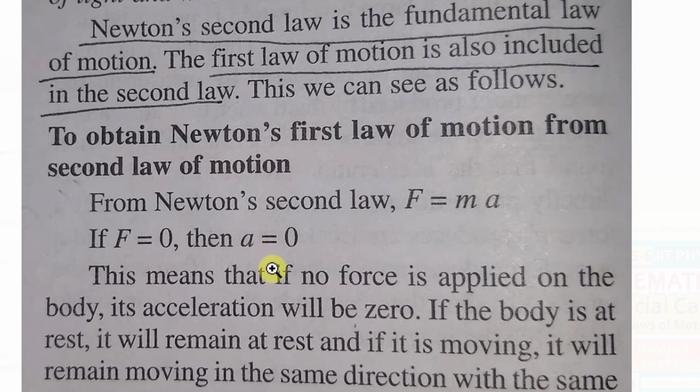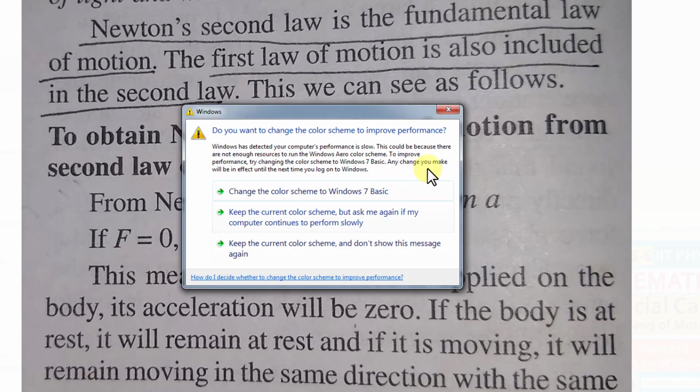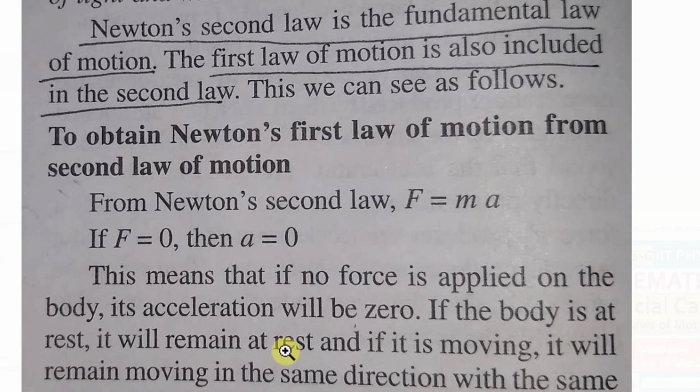Is it true or not, children? Of course. If no force is applied on the body, if you are not applying any force on the body, velocity will not change. And if velocity will not change, acceleration also will not be produced. So acceleration will be 0. So if the body is at rest and force is not applied on it, it remains at rest, because acceleration is also not produced. And if it is moving, it will remain moving in the same direction with the same speed.